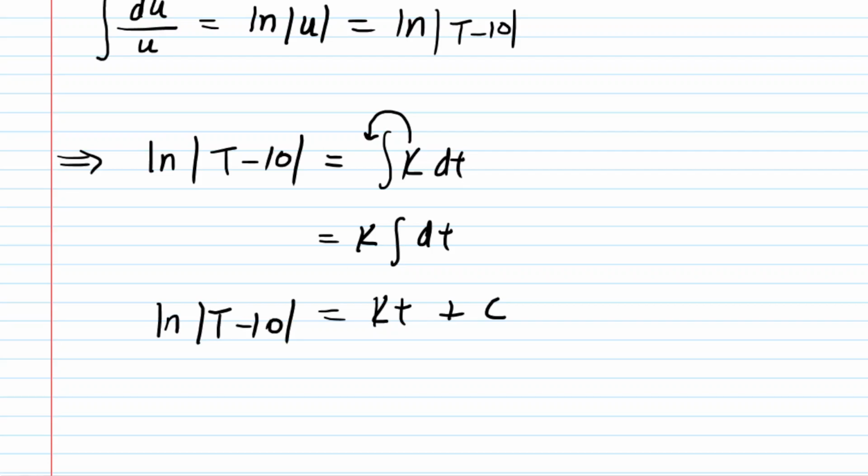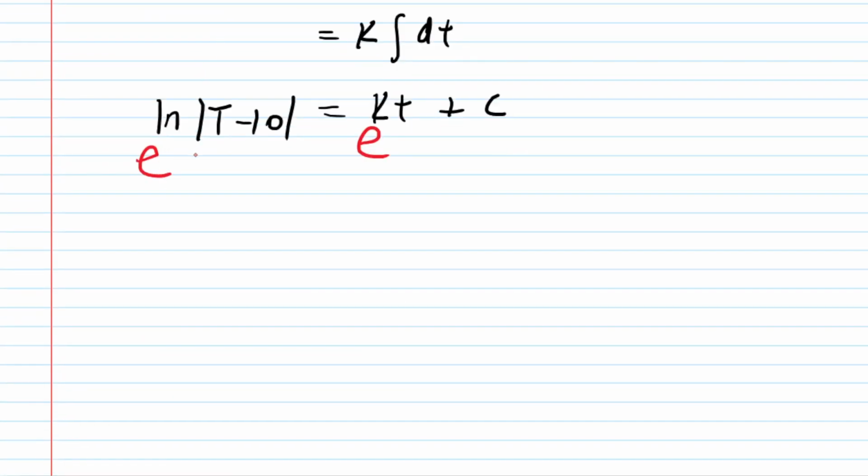We are getting there, but to solve for the capital T, we would have to raise e to both sides of this equation. What that does is it cancels out the natural log. Remember that the natural log and the base e exponential function are inverses, so they cancel each other out. This leaves us with T minus 10 is equal to e to the power of kt plus c.